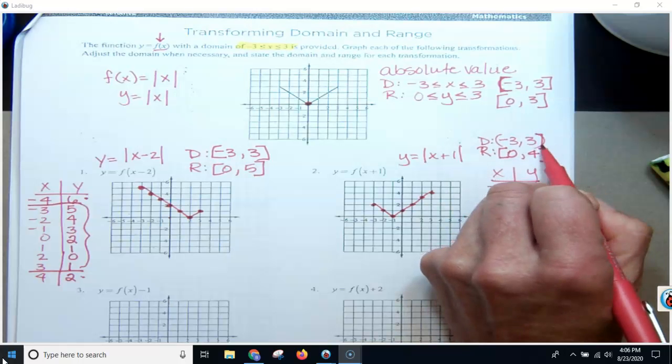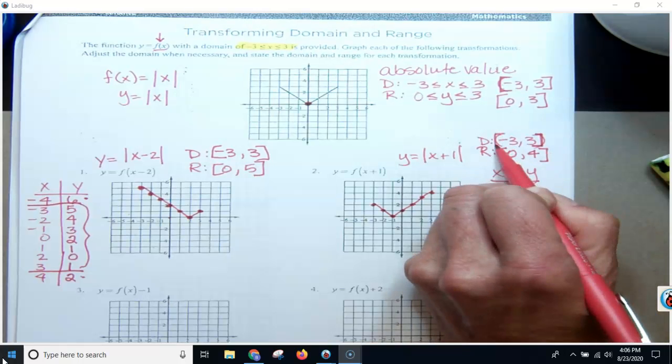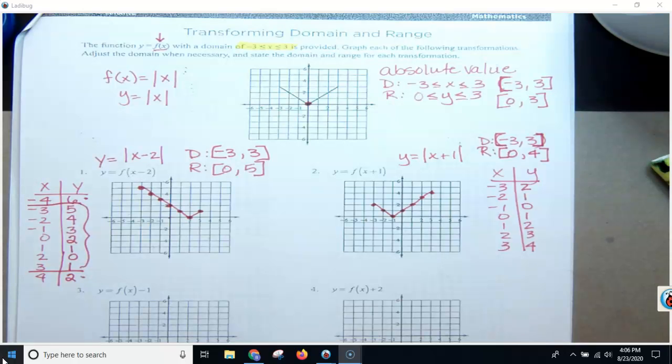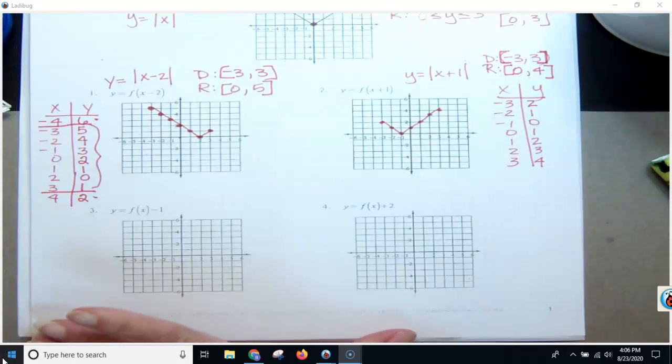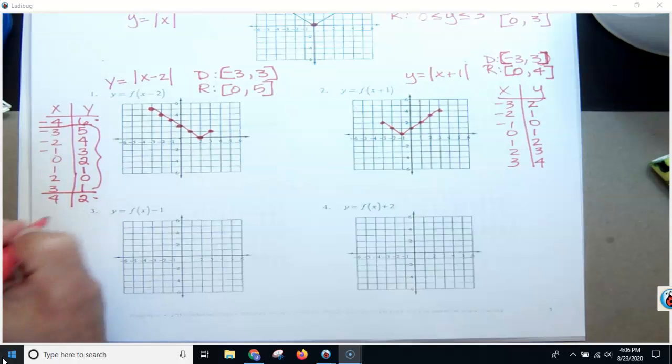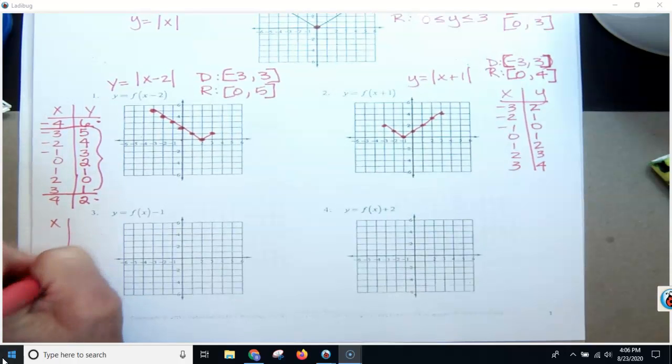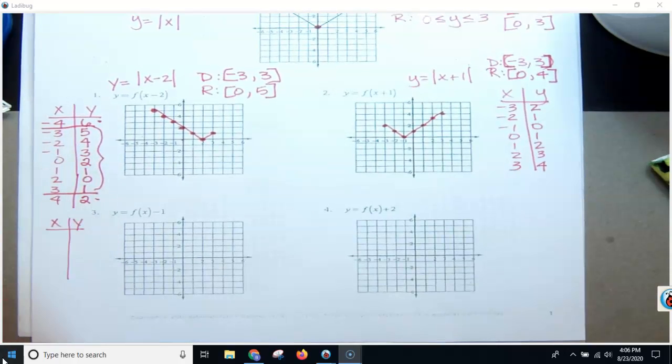And I accidentally put these in parentheses. They need to be in brackets. So there you go. All right, so hopefully you're getting this. Now what about this last one, or this number 3? Let's do the same thing, going into a table.